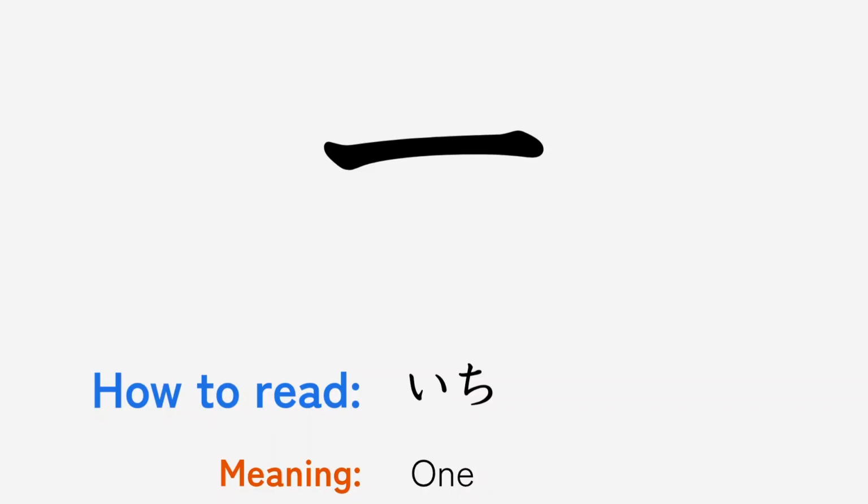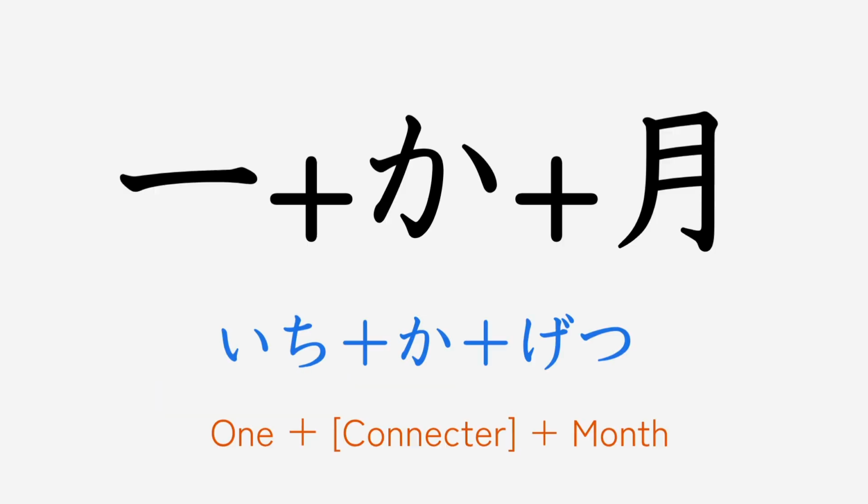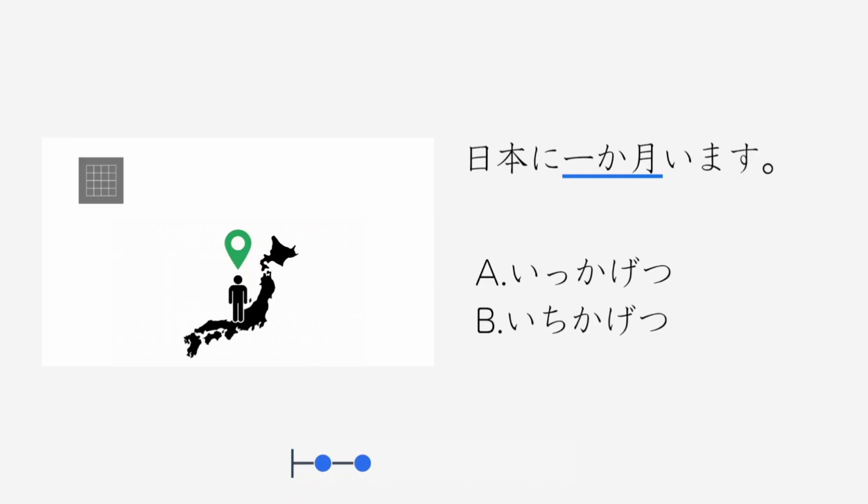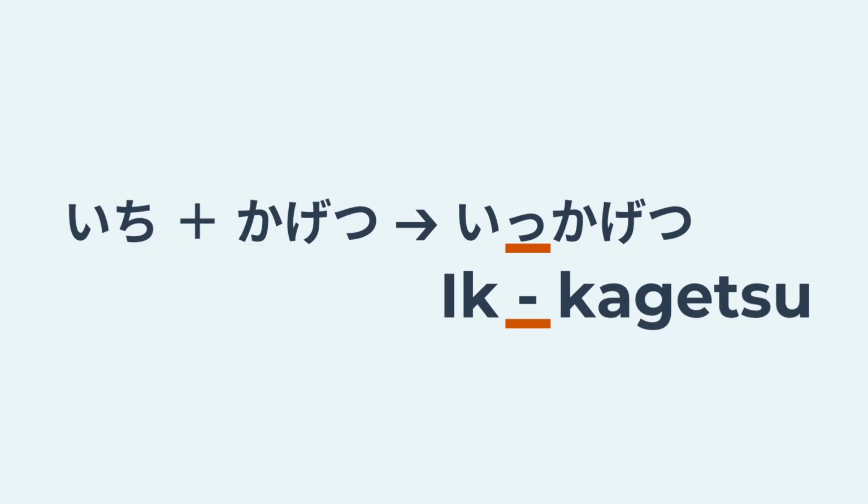1 means one. Ka is a connector. 月 is month. A period of 1 month is 1ヶ月. How do you read the underlined kanji? The answer is A. A small tsu makes a quick pause.